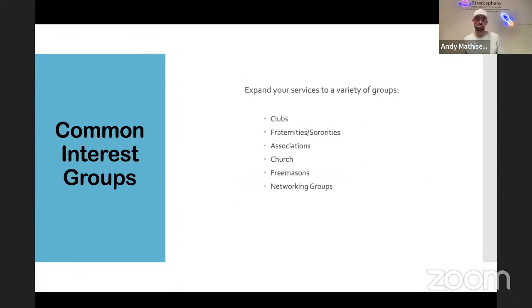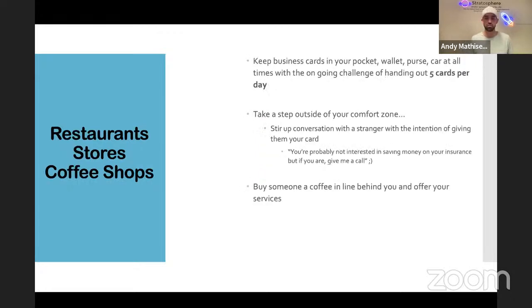Common interest groups, talked about this a little bit, but you have your clubs, your fraternities, sororities, associations, your church, and so on and so forth, which can be very effective for you. And then restaurants, shops, and coffee stores, we kind of went through everything here, but I really think buying someone a coffee behind you in line really goes a long way. It was one thing that really worked for me.